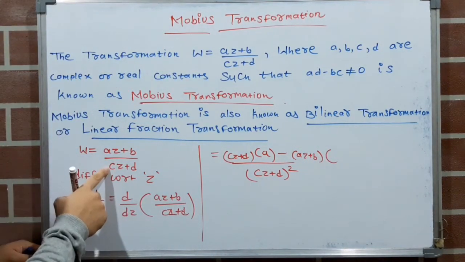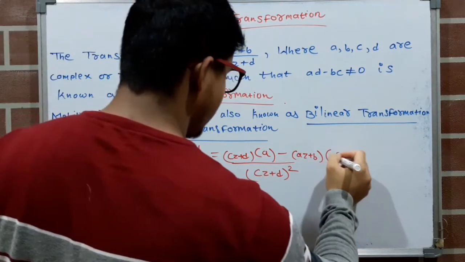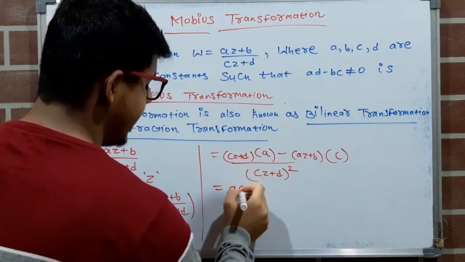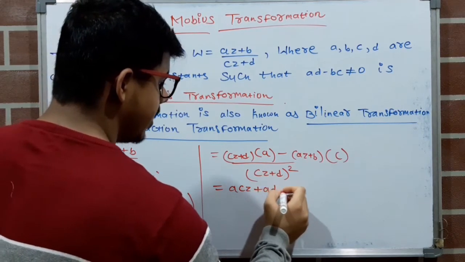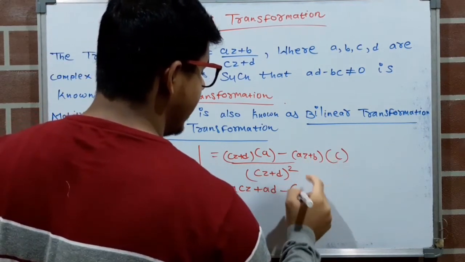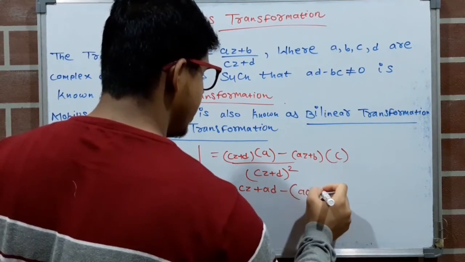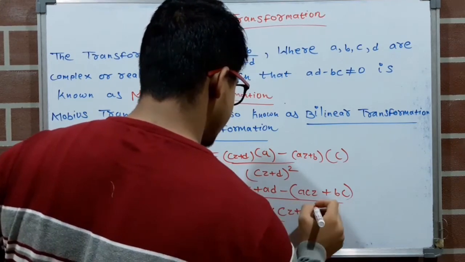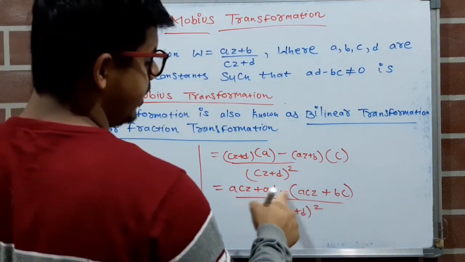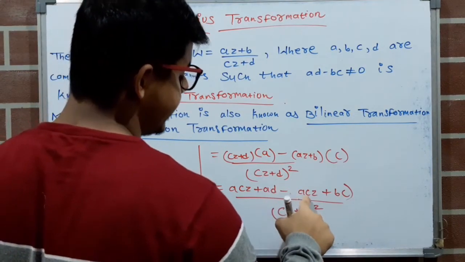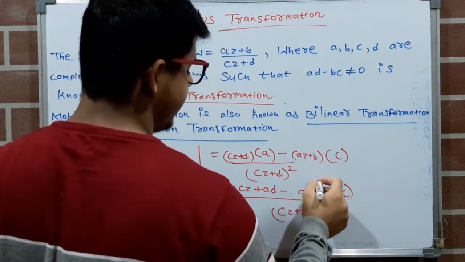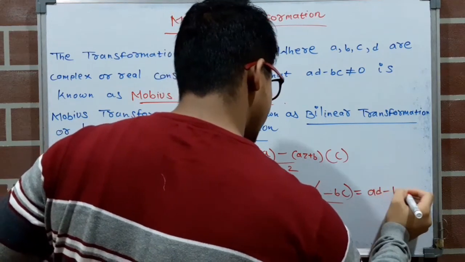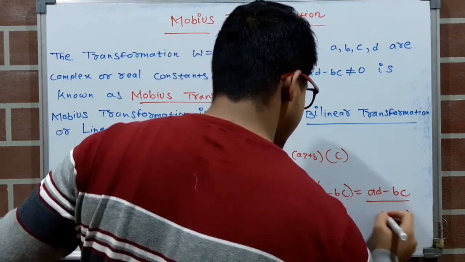What will be the derivative of the denominator? It will be c. Now we have to open this bracket. So a into cz will be acz plus ad, minus c into az, which is acz, plus bc, upon cz plus d the whole square. When we open this bracket, we get minus of acz minus bc. So the minus acz and plus acz get cancelled, and we get ad minus bc upon cz plus d the whole square.